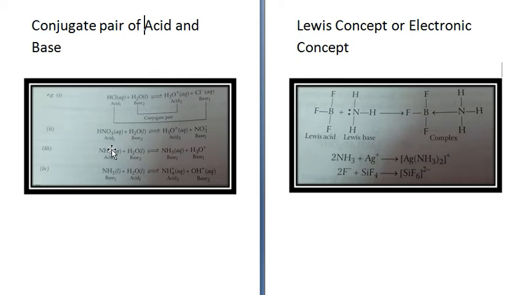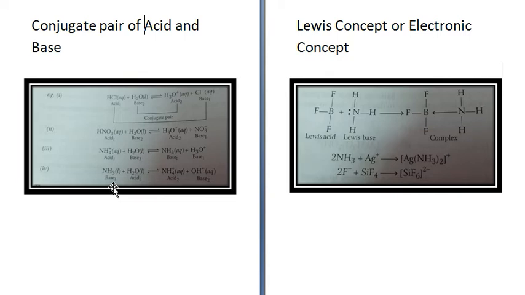Similarly, HNO3 + H2O gives you H3O+ and NO3-. So HNO3 is the acid, its conjugate base is NO3-. H2O is the base, conjugate acid is H3O+. Same way, NH4+ + H2O gives you NH3 plus H3O+. So NH4+ is the acid and NH3 is its conjugate base, H2O is the base and H3O+ is its conjugate acid.